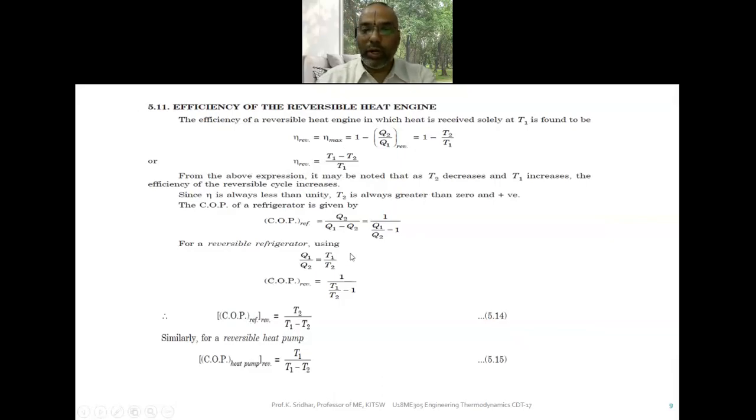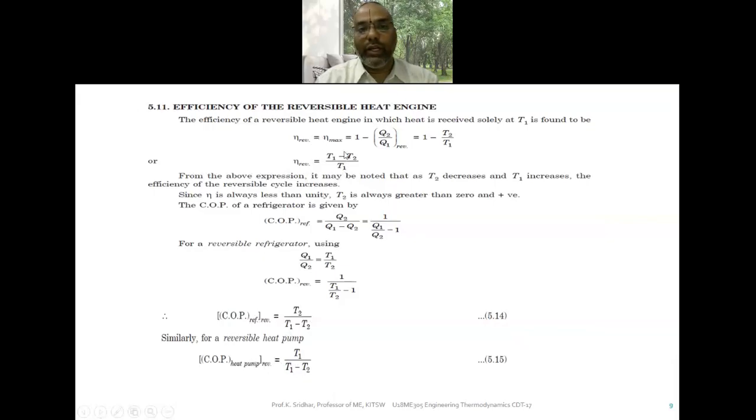So these are the very, very important relationships. That is the second outcome. The first one is the relationship between the refrigerator and heat pump COP, that is, the COP of the heat pump is equivalent to 1 plus COP of the refrigerator. That is, T1 by T1 minus T2 can be written as 1 plus T2 by T1 minus T2. So T2 by T1 minus T2 is nothing but COP of the refrigerator. So 1 plus COP is equivalent to COP of the heat pump.